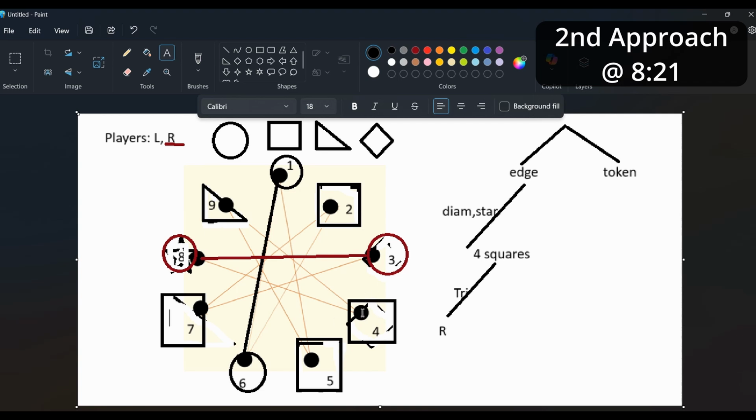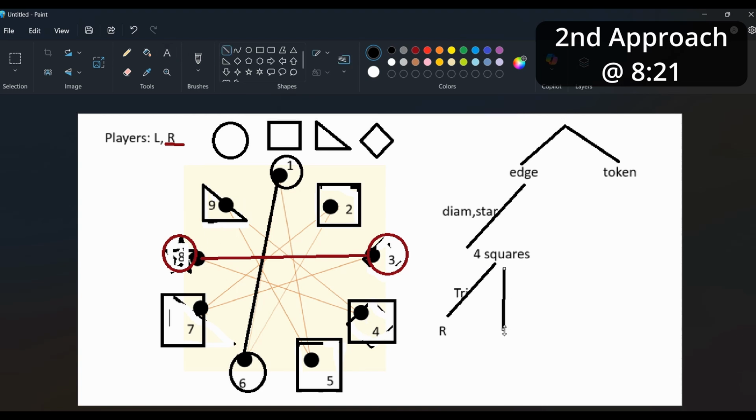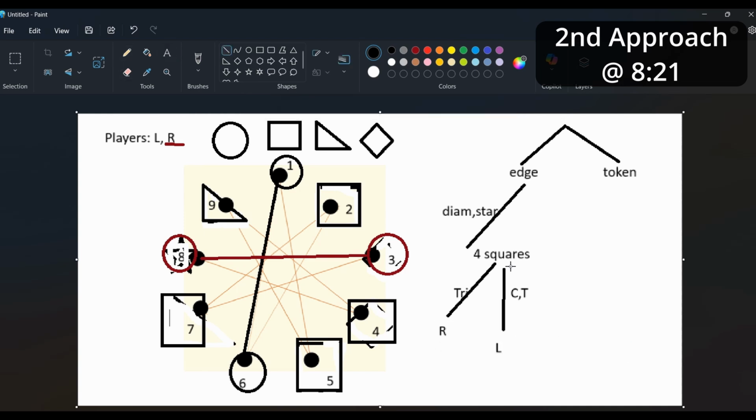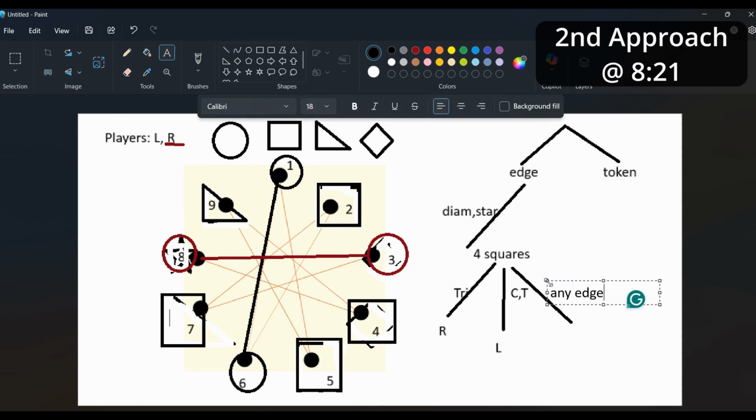And how do I describe these two vertices? Okay, so these are vertices which have circle and triangle as their neighbors. Yeah, if L plays this, then L would win. In all other cases, R would win. We also analyzed all the edges. Any edge that it takes, R would win.